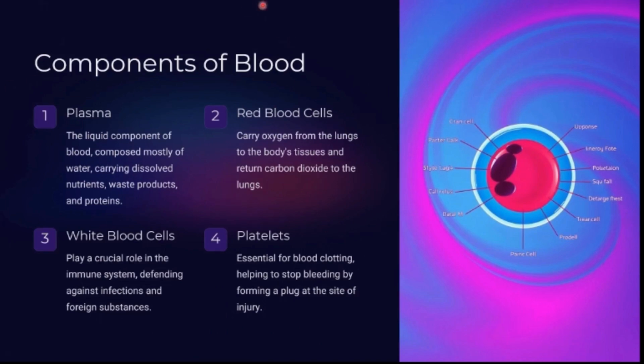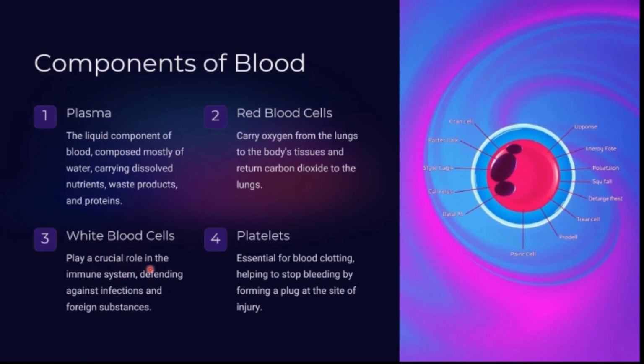So, what are the components of the blood? We have WBCs, RBCs, plasma, platelets. So, what is plasma? It's a liquid component of blood which is composed mostly of water carrying dissolved nutrients, waste products and protein. So, it's a liquid plasma, okay? Whereas RBCs carry oxygen from the lungs to the body's tissue and return carbon dioxide to the lungs back for exhalation. What do the white blood cells do?